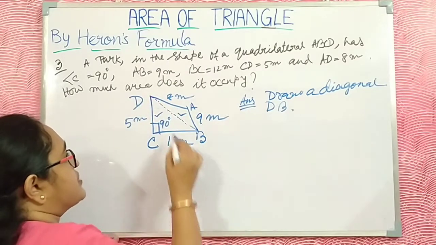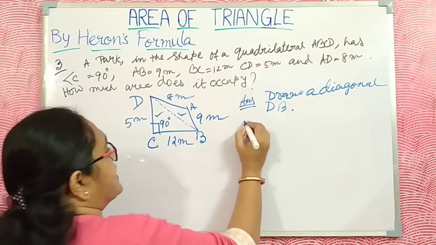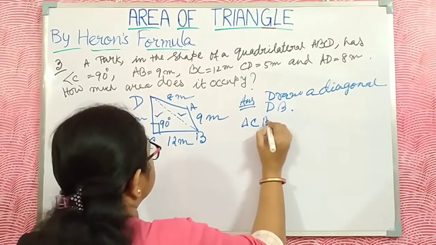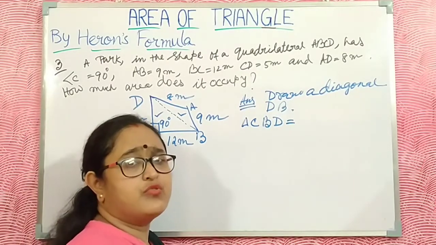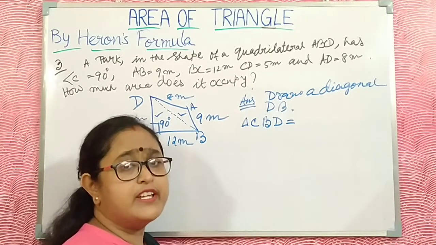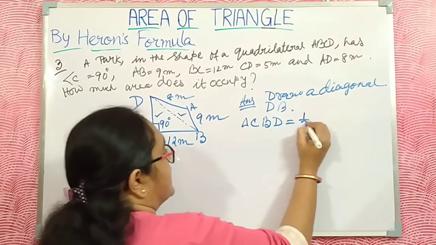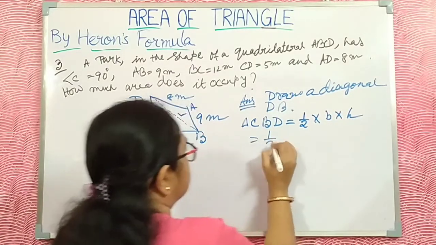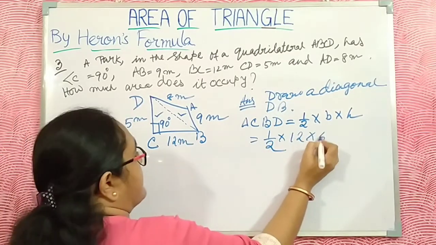Now you find the first. I find the area of triangle CBD. All of you know this, I think, from class 8: the general formula for the area of a triangle is half base into height. Here the base is 12 and the height is 5 centimeter.